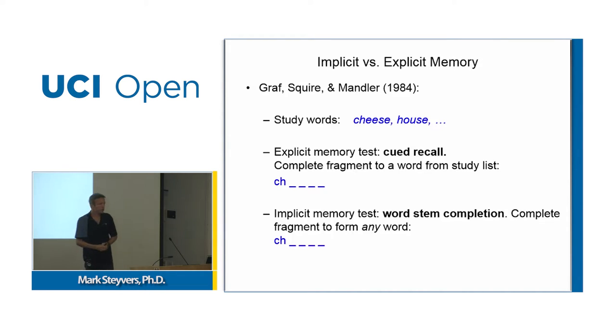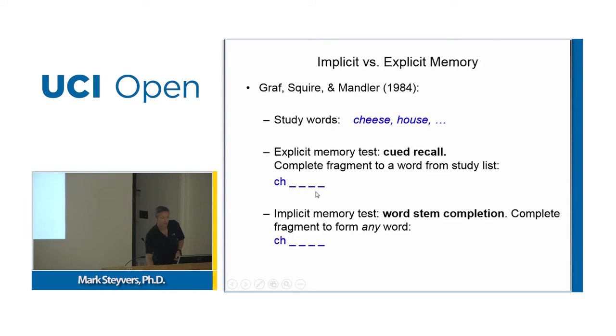And then in one condition, subjects were asked to complete a cue, like CH, with some words. So this is a cued recall task. They're specifically instructed to complete it to a word from the study list. So only cheese is correct here. Any other valid English word would be incorrect.